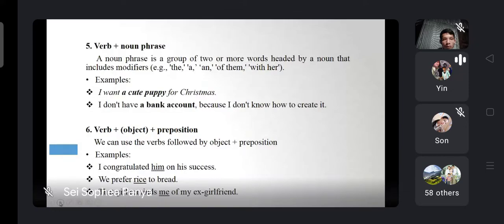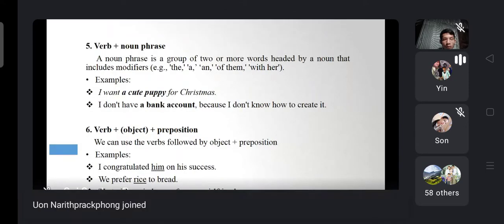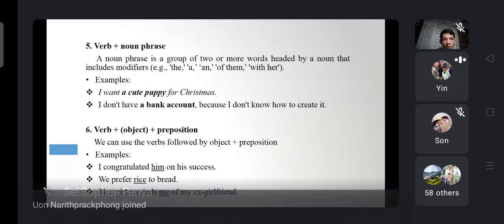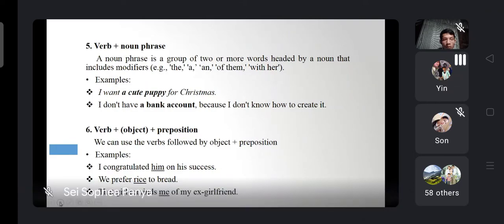Okay, for number 5 of the verb patterns, verb plus noun phrase. What is a noun phrase? A noun phrase is a group of two or more words headed by a noun that includes modifiers. One more example: I want a cute puppy for Christmas. So a cute puppy is called a noun phrase because it is headed by a noun that includes a modifier. Number 2, I don't have a bank account because I don't know how to create it. So a bank account is what we call a noun phrase.